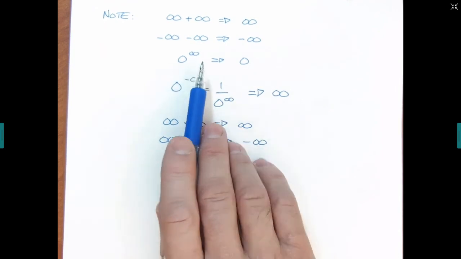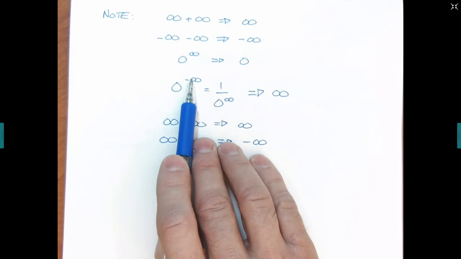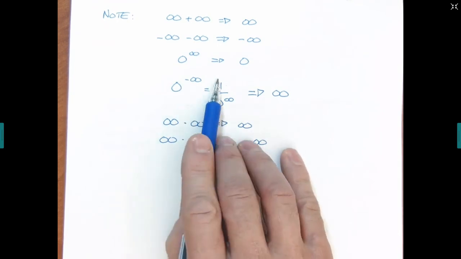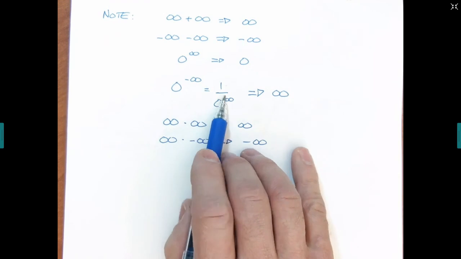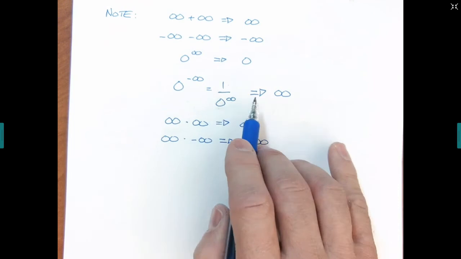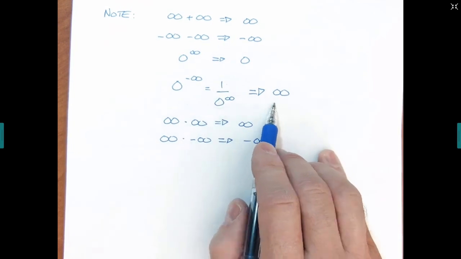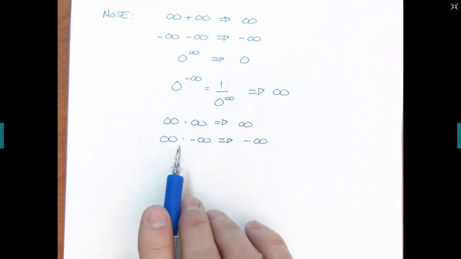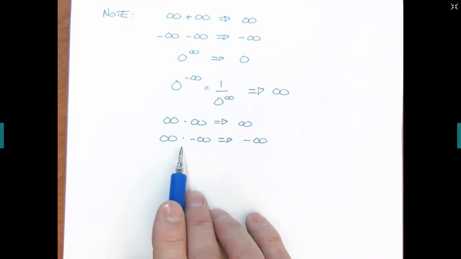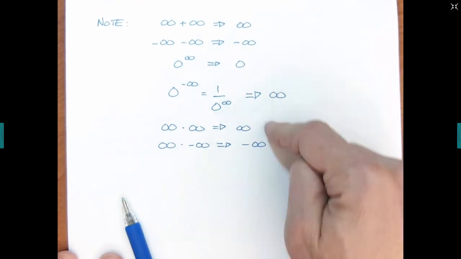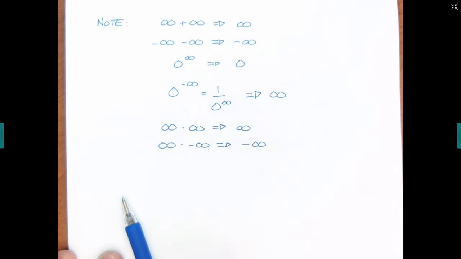So if 0 to the infinity is 0 and we encounter 0 to the negative infinity, we could write this negative exponent down here in the denominator, 1 over 0 to the infinity, but 0 to the infinity is 0. 1 divided by 0, that's infinity. Kind of a tough one sometimes, but infinity times infinity is infinity, and if we have a negative in front of either one of those, of course we have negative infinity. So these are not indeterminate forms. You'll run across those when you're dealing with your indeterminate forms.